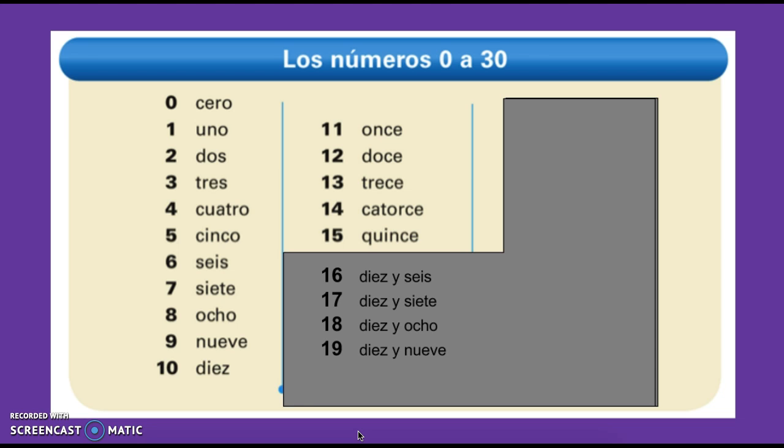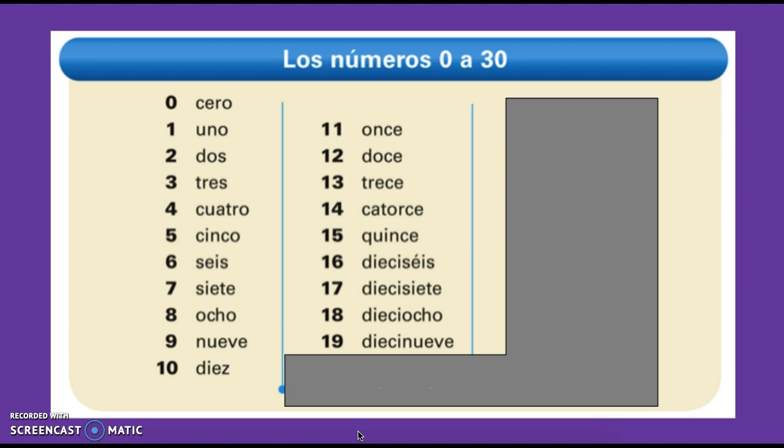Now instead of using these three little words for each of those numbers, typically we will combine those three little words into one larger word. To do so, you would change the Z in diez to a C, change the Y, remember the Y means the and, change that to an I, and then combine all of the words as in diecinueve. So this is typically what you would see for numbers 16 through 19. 16, 17, 18, 19.